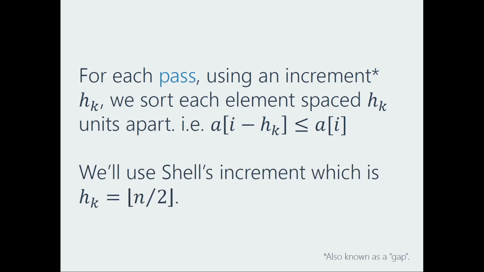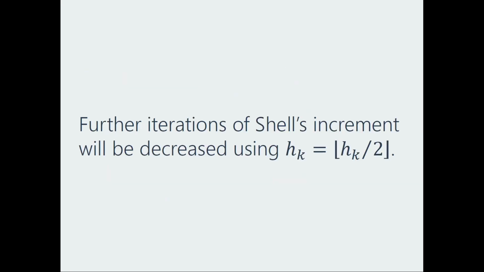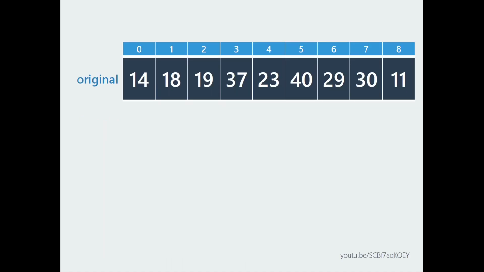For now, we'll use Shell's increment, which is h of k equal to the floor of n over 2, or integer division, n divided by 2. Further iterations of Shell's increment will be decreased using h of k equal to the floor of h of k over 2, or simply h of k over 2 integer division. Let's try sorting this using shell sort.